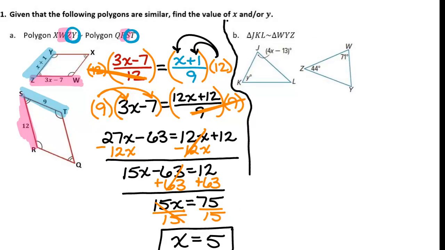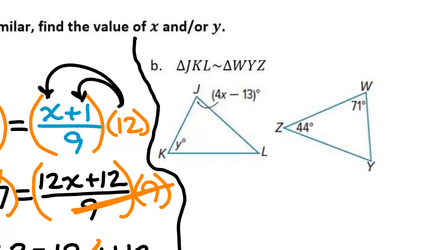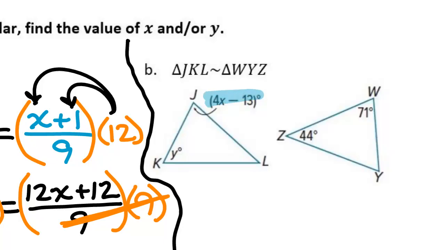One last problem and we'll call it a day. Says that triangle JKL is similar to triangle WYZ. We need to find x. Is there a y here? Yes, x is right here. It's this angle. And y is down here. It's this angle. So now, do I care about matching up corresponding sides? No, I want to match up corresponding angles because x and y are in my angles.